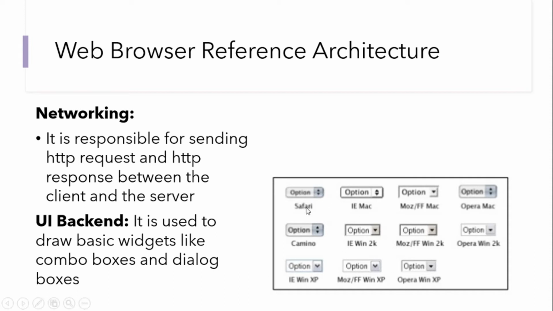Taking the combo box for Safari, this is how it looks. It picks the native combo box of the operating system and then renders it into the web browser. So the UI component picks certain UI designs from the operating systems and renders them into the web browser. We can see that of Opera, which is for Windows. It picks the combo box of Windows and then renders it into the web browser.